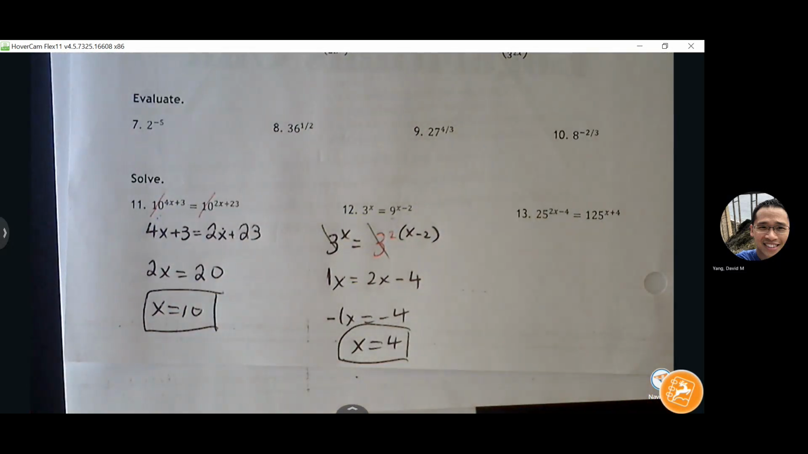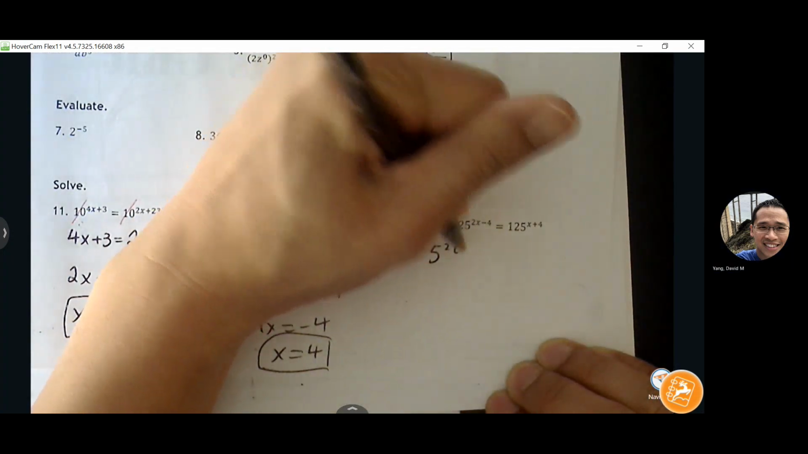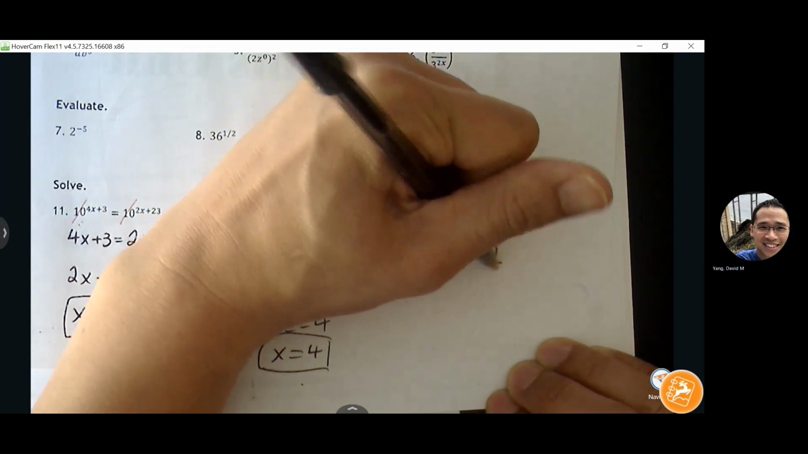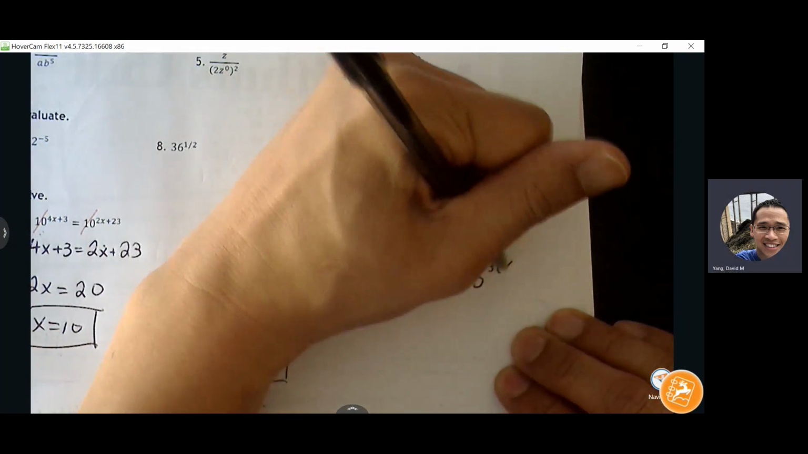Okay, 13. 25 and 125 are related. But I can't quite force that 125 to be 25 raised to a power, at least not to an integer power. So I may want to work on both sides to get it down to a number that they both share. So 25 and 125, they both share 5, right? So 25 can be represented as 5 what? Squared. Keep your original exponents. 125 can be represented as 5 to the third, then keep your original exponent.